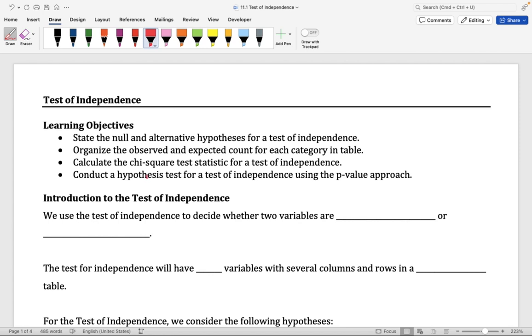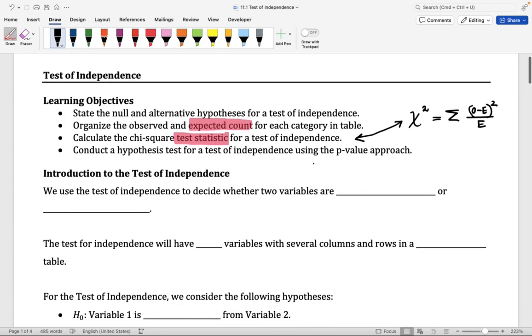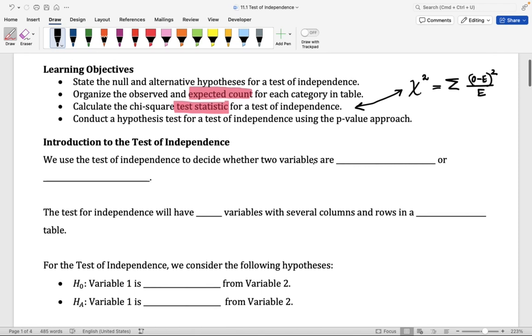using the p-value approach. For this test, once we have the observed values and the expected values, we're going to find the test statistic using chi-square equal to the sum of O minus E squared divided by E. This is a formula that we use for the goodness of fit test. So let me give you a quick introduction to the test of independence.